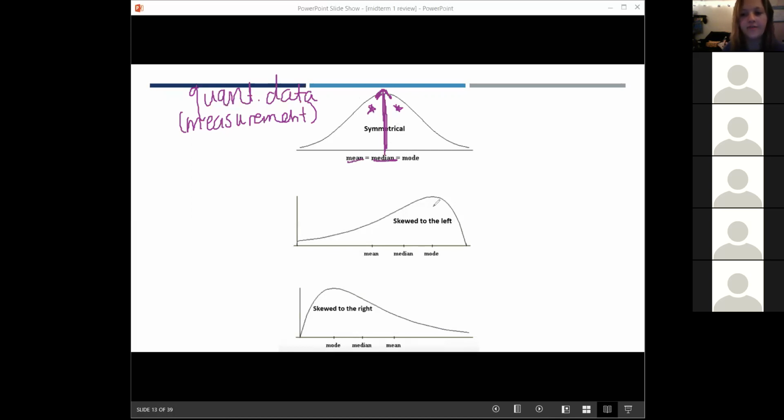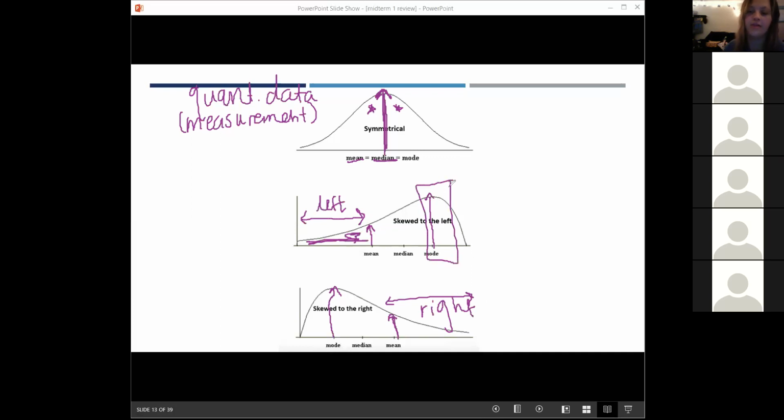And then skewed to the left, just remember your mode is always going to be your largest, and your mean will be your smallest here. And then skewed to the right, your mode will be your smallest, and your mean will be your largest, because skewed to the right, we have more spread on the right, so we're going to have a larger mean. In comparison, on the left here, we have more spread to the left, which means our mean is pulling it to the left, and that's why we have so much more spread down here than up on the right side.